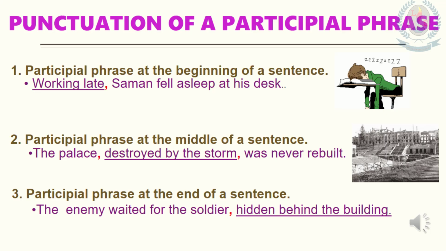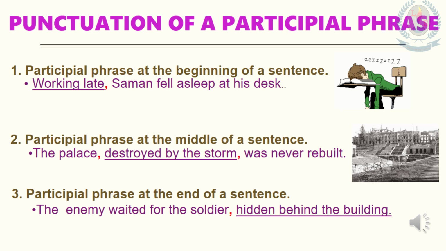In this slide, we'll be focusing on the punctuation of a participial phrase. Firstly, if a participial phrase is at the beginning of a sentence: working late, someone fell asleep at his desk. So we have used a comma to separate it from the main clause. Working is a present participle, late is the adverb, so the complete participial phrase is separated with a red comma, as you have noticed.